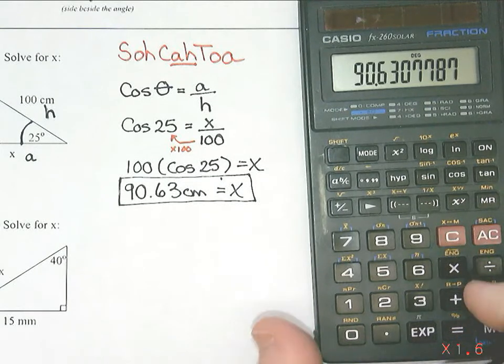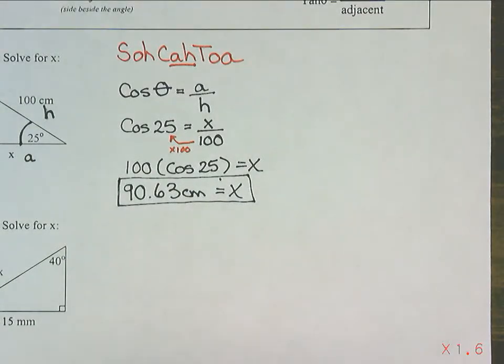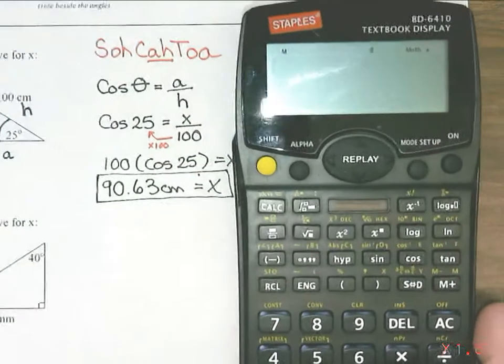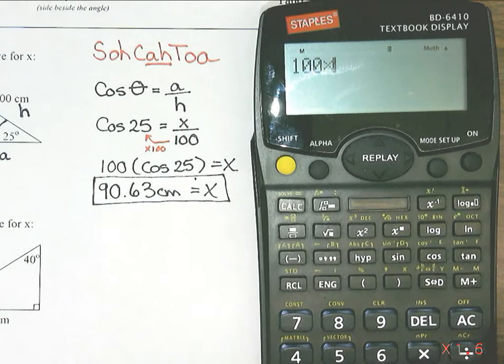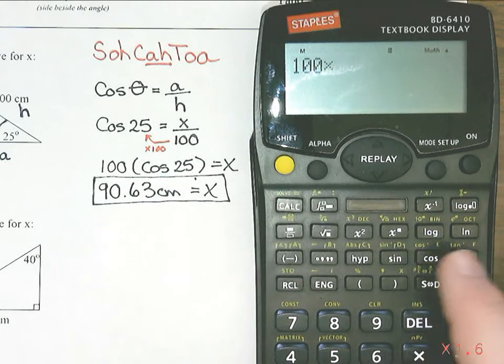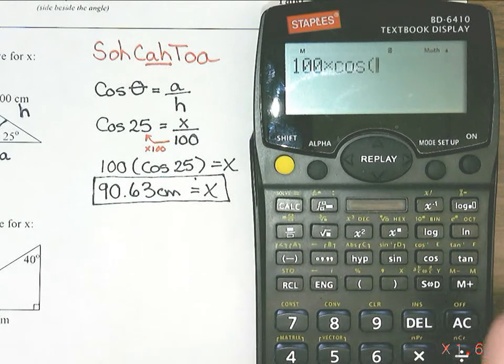To use a calculator where you do see what you type in on the screen, I'm also going to start with the 100 times, but this time I'm actually going to press cosine first and then 25 degrees. And I also end up with the same answer that I had before.